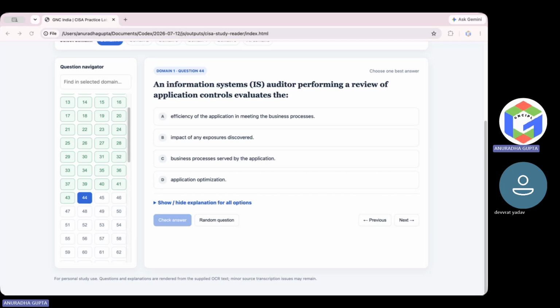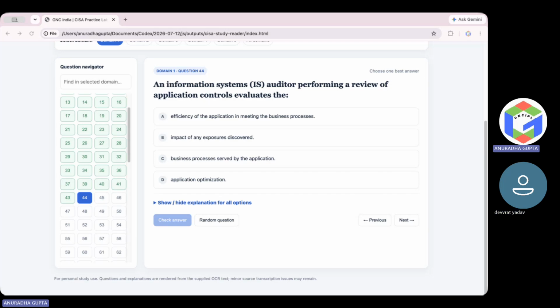Okay. And B is impact of any exposure discovered. That I think is secondary. How does it come secondary? No, A is talking about the efficiency of the application in meeting the business process. They are asking about some applications which are required to work as per the business process. Okay, this is our requirement.